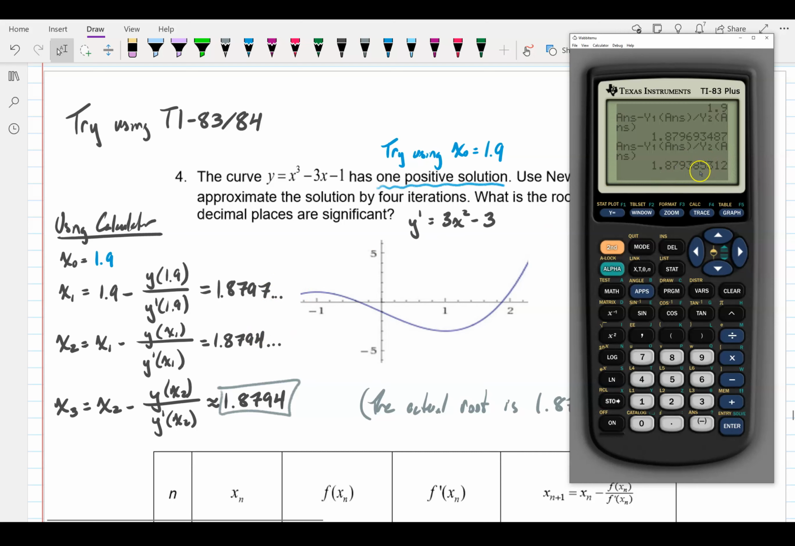The really amazing thing is that you don't even need to press second enter if you haven't changed anything. If I press enter again, it'll give me my next guess. If I press enter again, it'll give me my next guess. So that's pretty amazing in my opinion.